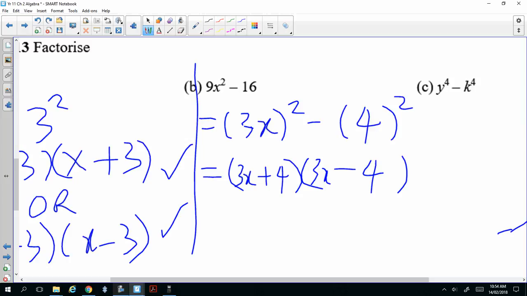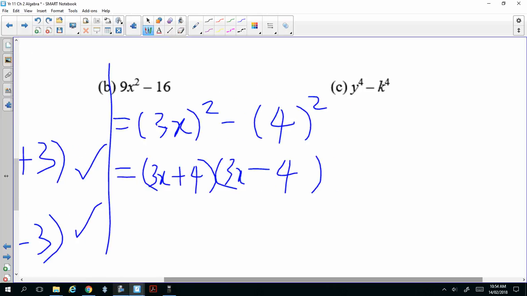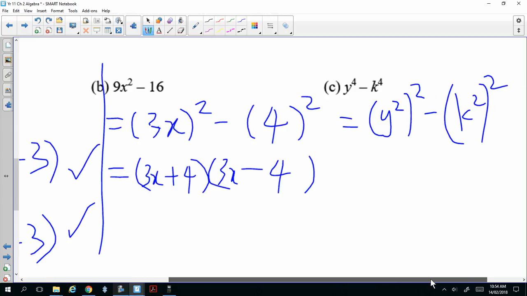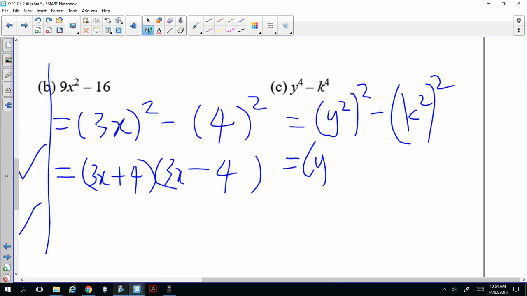So you're going to go, this is y to the power 4. So you can write that as y squared squared. Okay? And the k is k squared squared. Right? After you do this, you can write y squared minus k squared, y squared plus k squared. But be careful, it's not finished, because this is still a difference of two squares. You can break it into further.